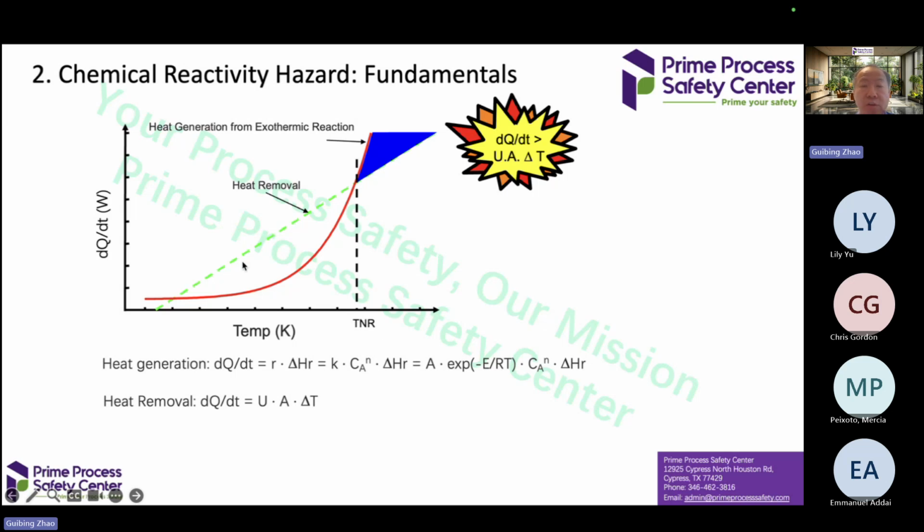You can imagine, for example, comparing a big reactor with a small reactor. That means the heat removal, the heat transfer coefficient, will shift up and down. That's why we really like to use this curve to talk about runaway reactions. Usually runaway happens when dQ/dt, the heat generation rate, is larger than the heat removal rate. So this is a typical case, for fundamentals.